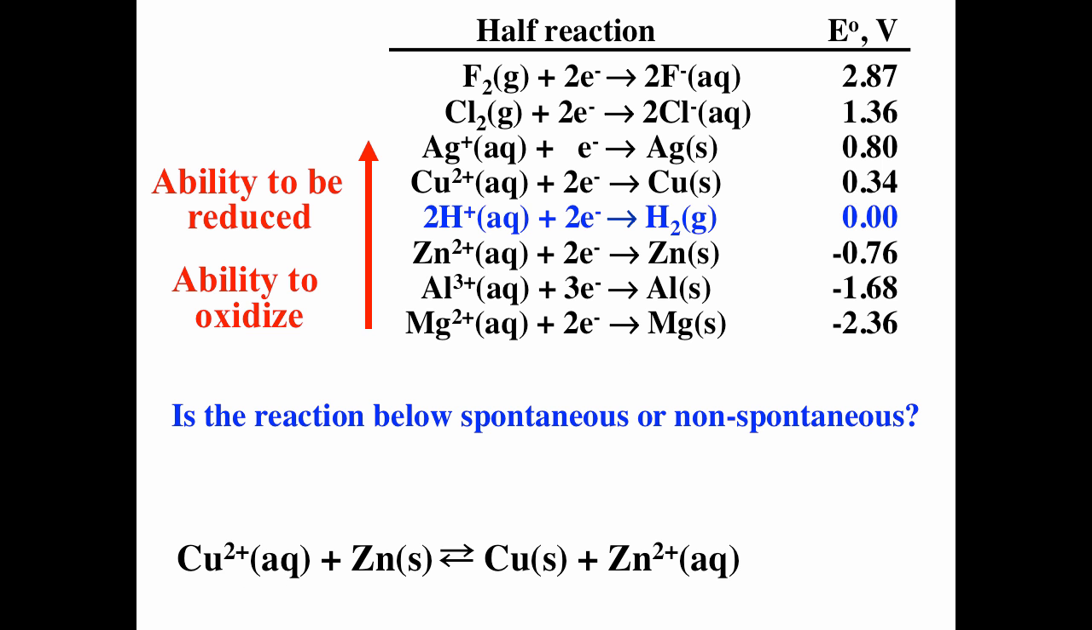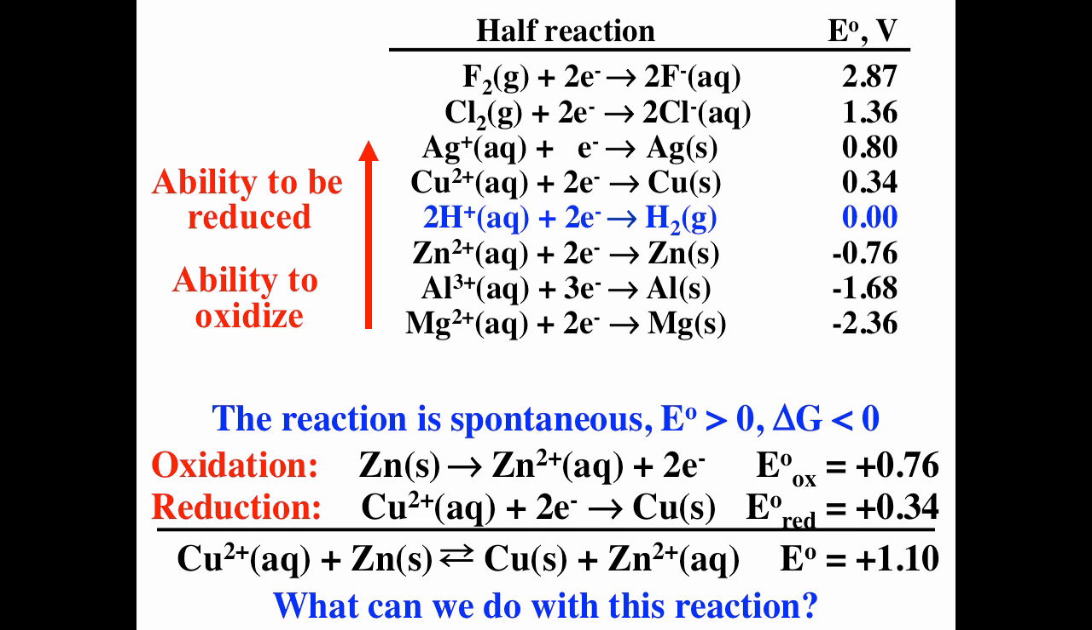And so we can look at reactions and determine if they're spontaneous or non-spontaneous by thinking about the potentials. Take copper ions plus zinc going to copper metal plus zinc ions. The reduction of copper is 0.34. The oxidation of zinc would be plus 0.76. And so that gives us a positive potential. E naught is positive, so delta G would be negative, and we could use that for a galvanic or voltaic cell.